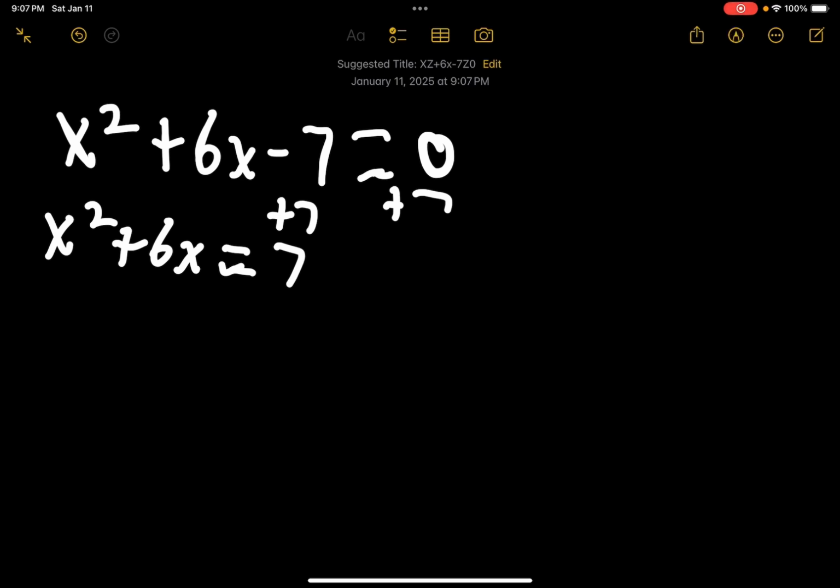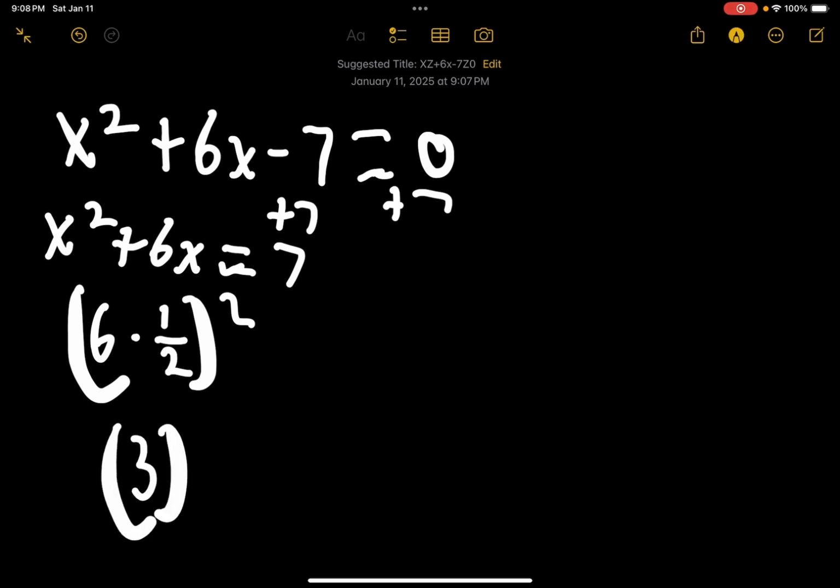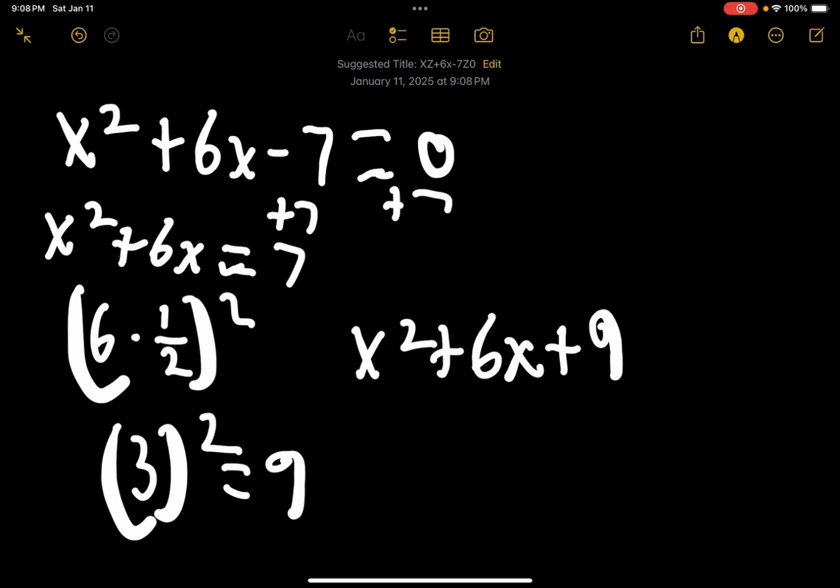Then I got to cut this 6 in half. So what I do is 6 times 1/2, and then you square this. So 6 times 1/2 is 6/2, which ends up being 3. So we get 3 squared, and 3 squared is 9. And so we're looking like x squared plus 6x plus 9 equals 7 plus 9.